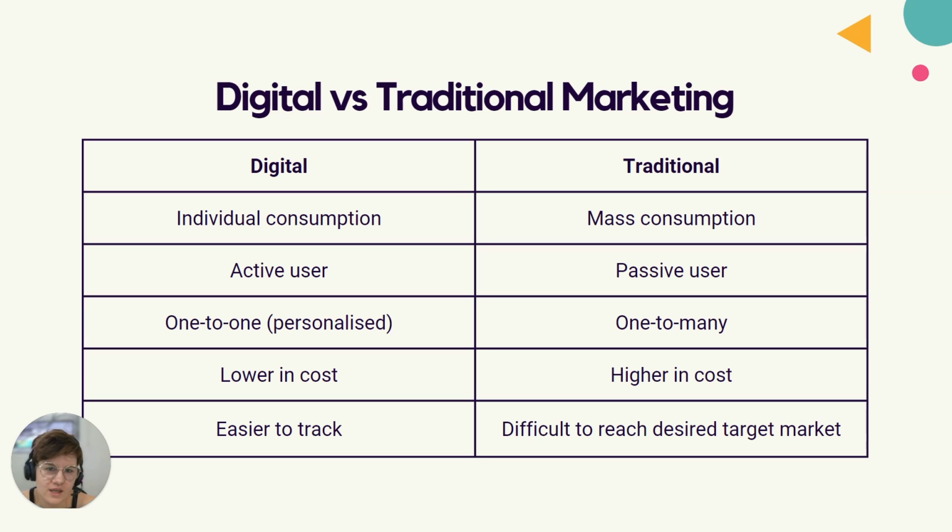Whereas traditional marketing, if I get a flyer, I can just be like, cool, thank you, and then throw it away. I don't actually have to engage with the product at all because it's getting in my way. Digital marketing is one-to-one, so it's very personalized, whereas traditional is one-to-many.